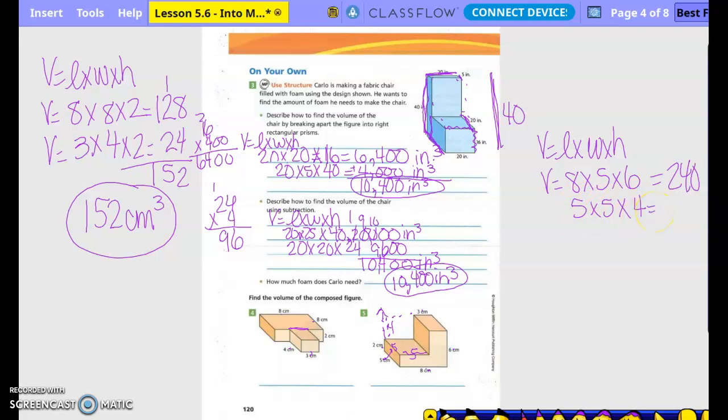So 25 times 4, what's 4 quarters? 100. So in this case, we're not going to add it. We're going to subtract it. So 0, 4, 1. So our answer is 140 cubic centimeters, or you can put 140 centimeters cubed.